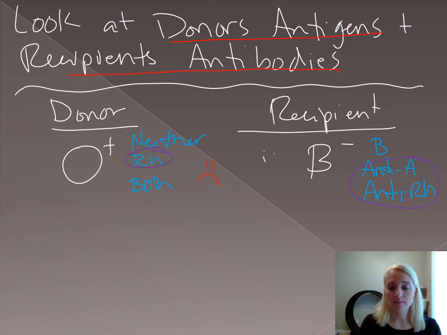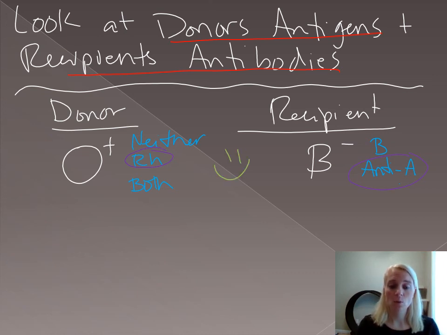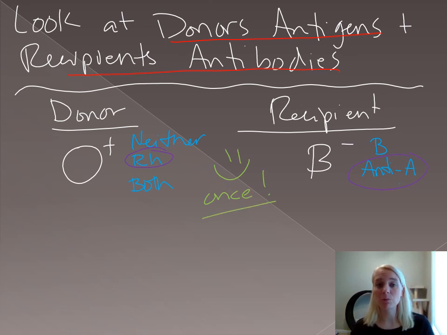Let's say it wasn't a sensitized B negative, and this was the information. Donor's antigens, recipient's antibodies. Could a B negative unsensitized person receive positive blood type? Yes, once. Because once they receive it, then they would become sensitized and they would no longer be able to receive that positive blood anymore.